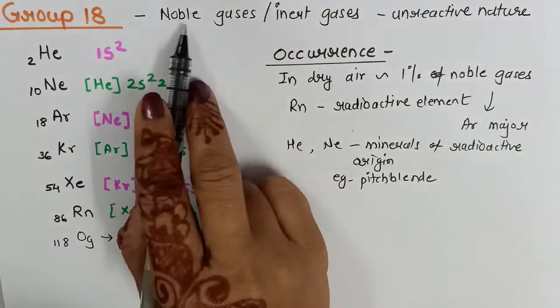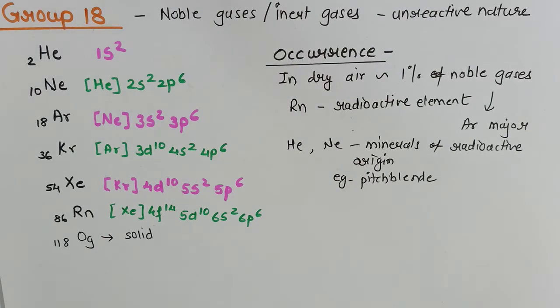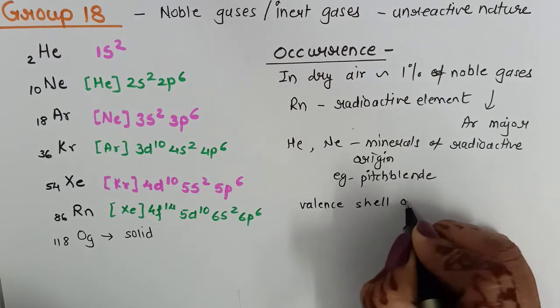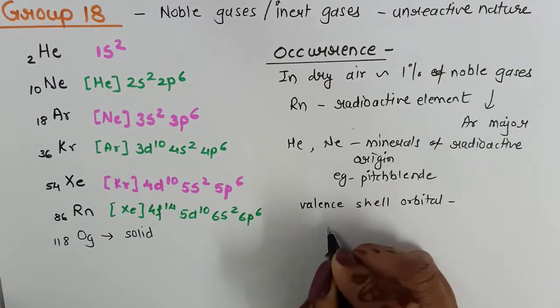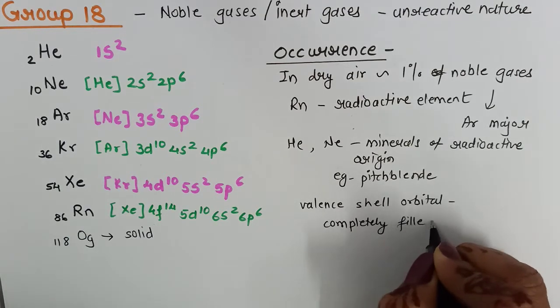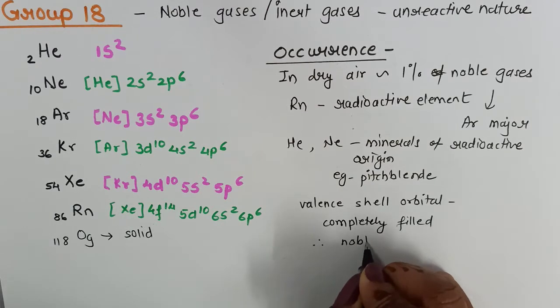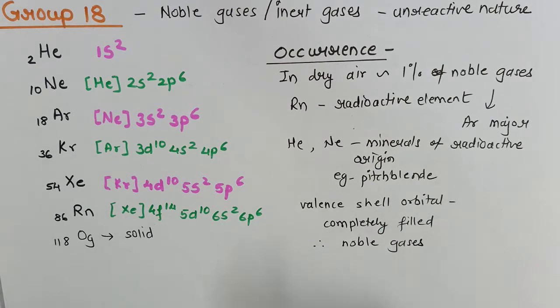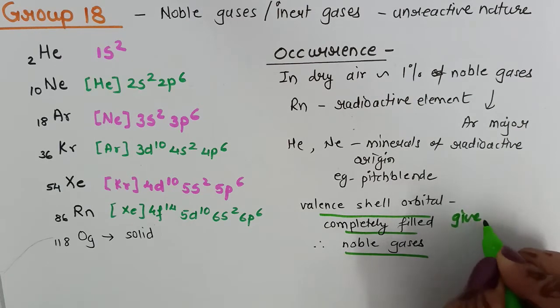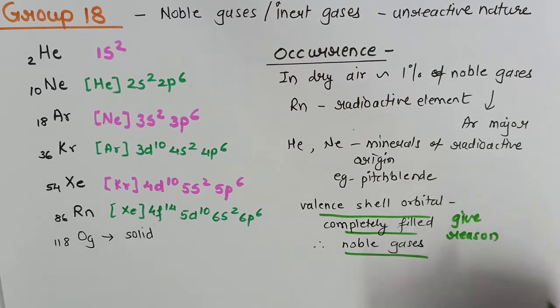So overall, why is the name noble gases given to them? Because they have their valence shell orbital completely filled, and therefore we call them noble gases. This is a very straightforward give reason type of question. From this topic group 18, you can expect either reasoning questions or complete the equation or structure questions.